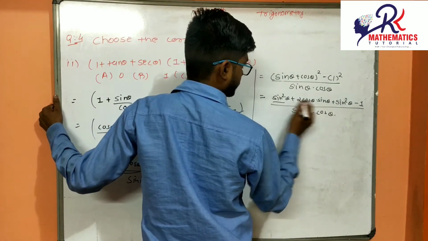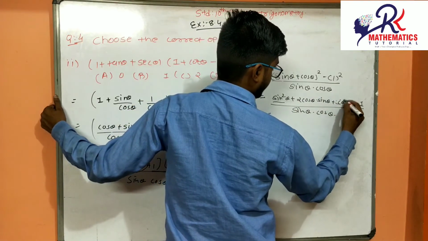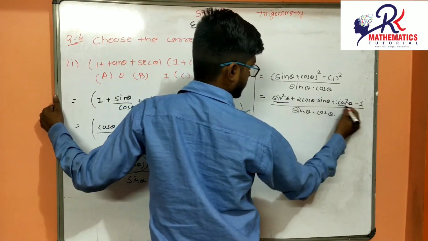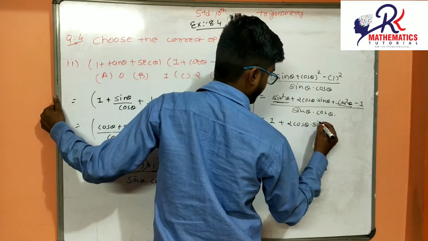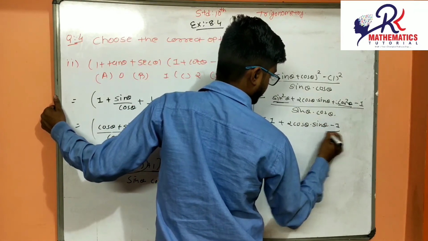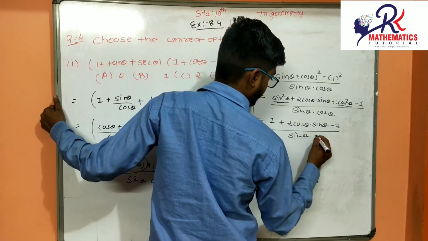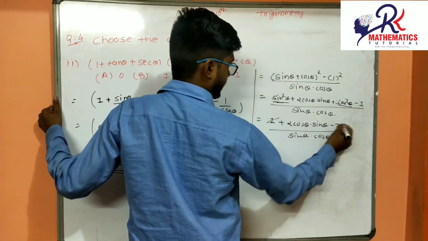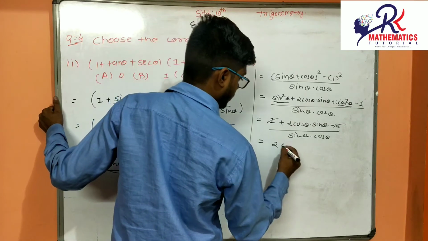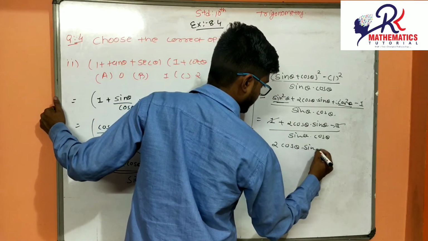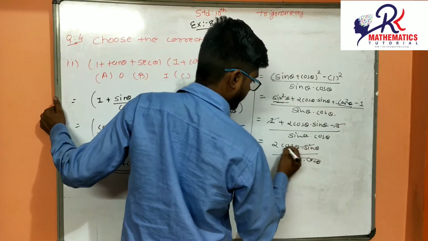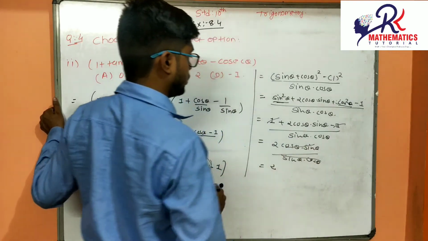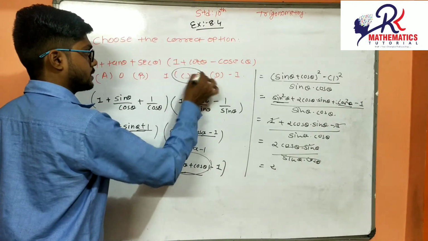We all know sin square theta plus cos square theta is 1, so it is 1 plus 2 cos theta into sin theta, minus 1, divided by sin theta into cos theta. Here 1 minus 1 will cancel, so it is 2 cos theta into sin theta divided by sin theta into cos theta. It will be cut, so only 2 remains. So our answer is option C, 2.